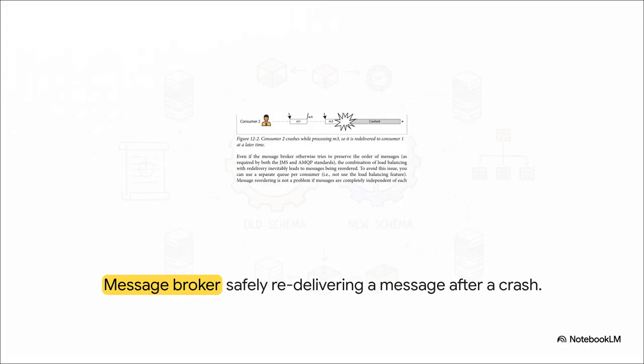Just look at this recovery process in action. We've got a message broker safely redelivering message M3 to consumer 1 after consumer 2 suffered a crash right in the middle of processing. This complete decoupling handles system failures incredibly gracefully. And when you combine this with techniques like change data capture, which is where we take standard database writes and turn them into a continuous stream of events, we can keep search indexes, caches, and analytics databases perfectly synchronized in real time. And that happens no matter what kind of localized failures occur along the way.